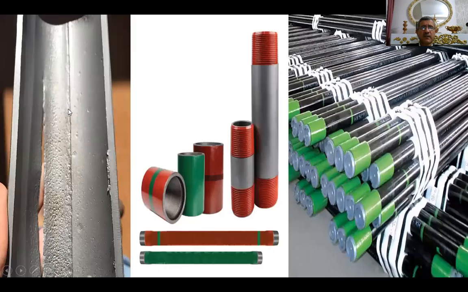Production string, through it we can produce from the reservoir to the surface or vice versa. If the well is a water injector or gas injector, we have different types, different colors for the coupling. In this case, we can choose the suitable completion type.